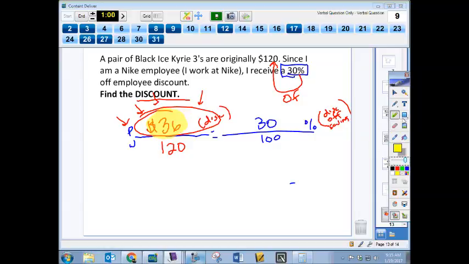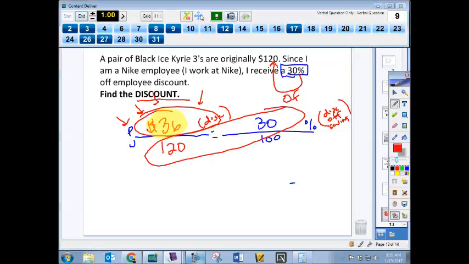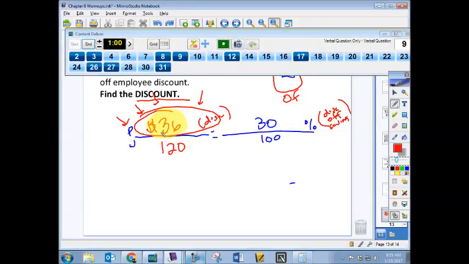Does that make sense? What doesn't make sense? I mean, that's when you multiply. You did something wrong, man. Okay, so $36 is the discount. Okay? That's just the discount.